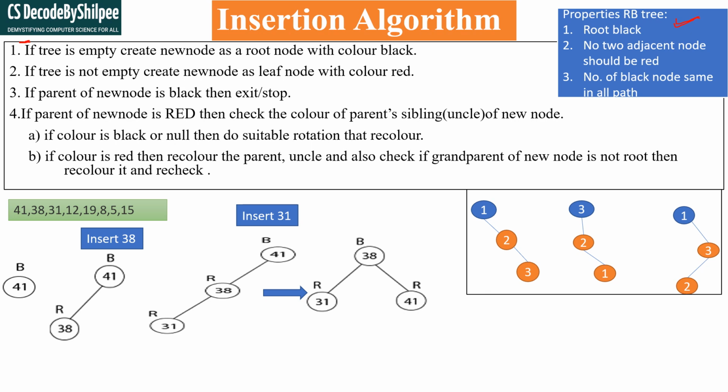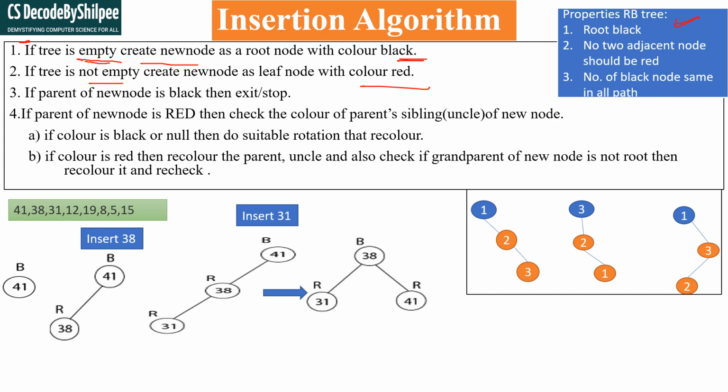Right. So now it says that if the tree is empty, we'll create a new node as the root node, and its color is black. This situation is only for when the tree is empty. The next step says that if the tree is not empty, meaning some element is already inserted, and then you want to insert a new node, then the color of the new node will be red.